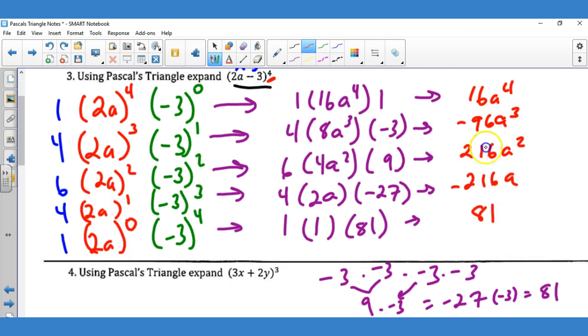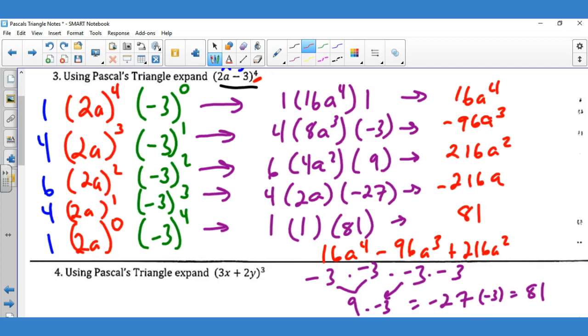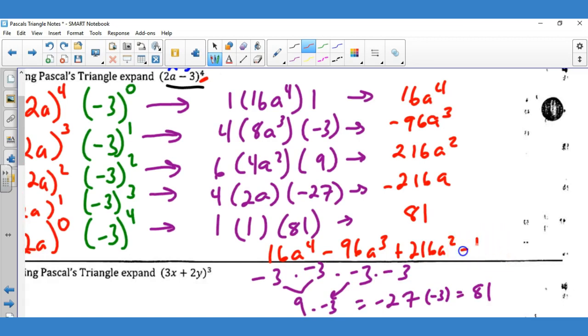Alright, so guys, this is our polynomial. We will just write it in descending order. 16A to the 4th minus 96A cubed plus 216A squared. Again, that's plus because it's positives. Minus 216A plus 81. This is your polynomial using binomial expansion or Pascal's triangle. This is it right here, okay?